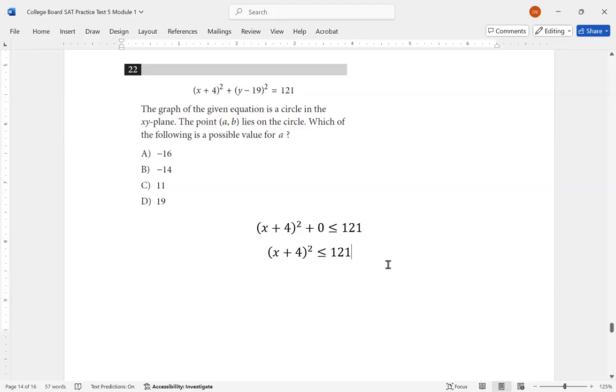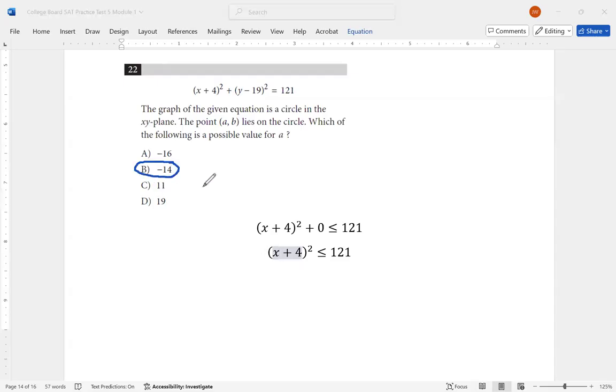So what values of x can I plug in there? That's really what we're asking, if the point (a, b) lies on the circle. If I plugged in negative 16, I'd get negative 16 plus 4, which is negative 12, and then I'd square that and get 144. So negative 16 is not going to work. It's too big. If I plugged in negative 14, I'd get negative 14 plus 4, which is negative 10. Squaring that gives me 100. So negative 14 does work.